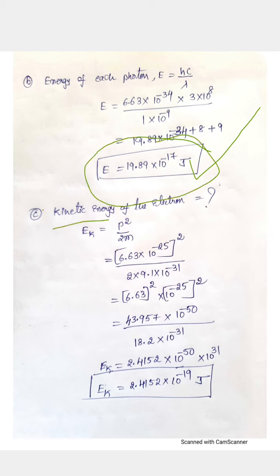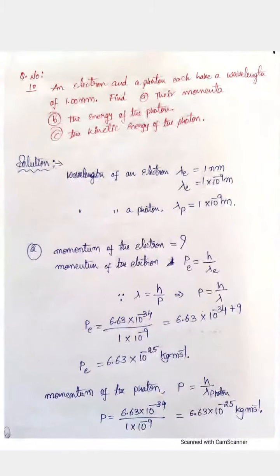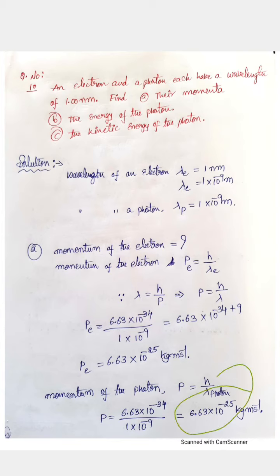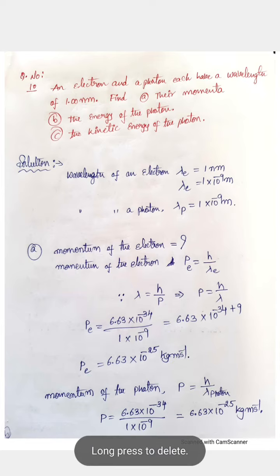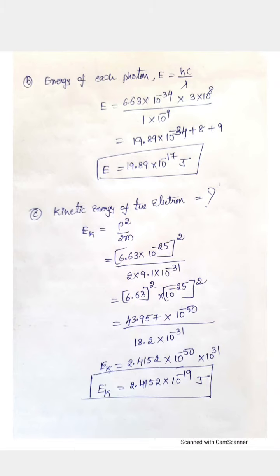Next, C. In C, what do we have to calculate? Kinetic energy of the electron. Kinetic energy of the electron, again we are going to use the same formula, that is p square by 2m. But here what we have to calculate is kinetic energy. Did you get the momentum value? Yes, you can observe it on the previous page. Here we got the momentum value. What is the momentum value? 6.63 into 10 to the power minus 25. That is the momentum of the electron, which is also the same, 6.63 into 10 to the power minus 25. Here we have to calculate the kinetic energy of the electron. Then what do we have to substitute? Momentum of the electron.